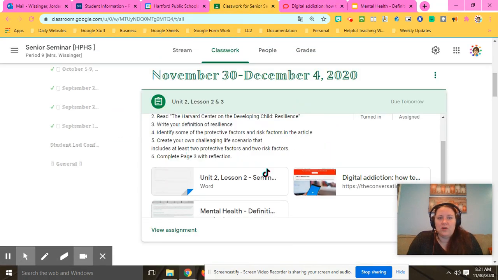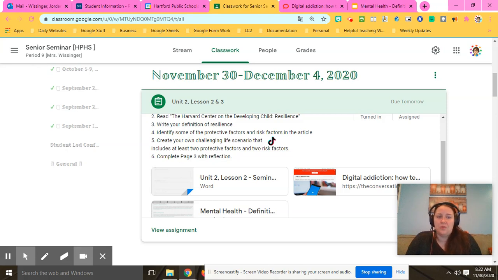After you've read the article, you're going to hop back onto your Google Doc and write your own definition of resilience. We just reviewed what the actual definition is, but what does it mean to you? And then you're going to identify some of the protective factors and some risk factors that were listed in the article. When you're done with that, on page 2, you're going to create your own challenging life scenario that includes at least 2 protective factors and 2 risk factors. This can be real or this can be fictional. As long as you're making up a life scenario that includes 2 of each, you're great.